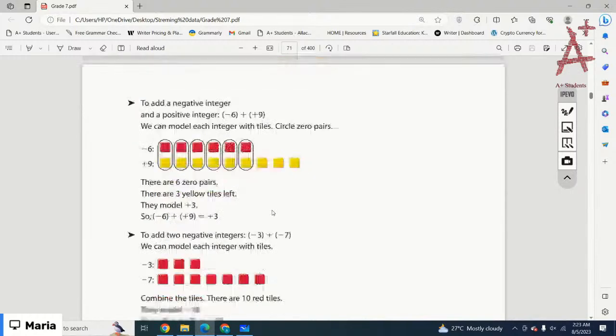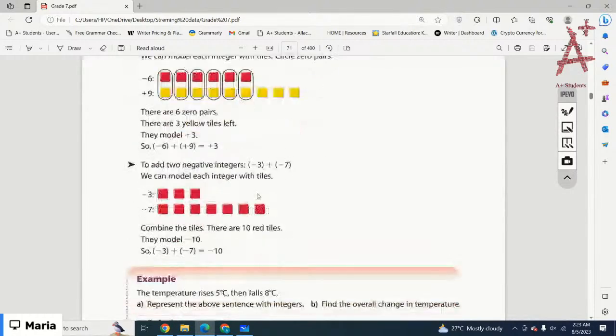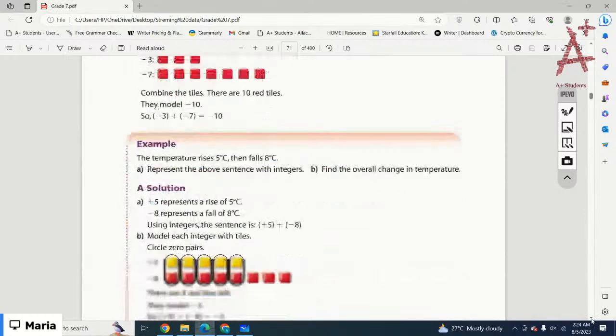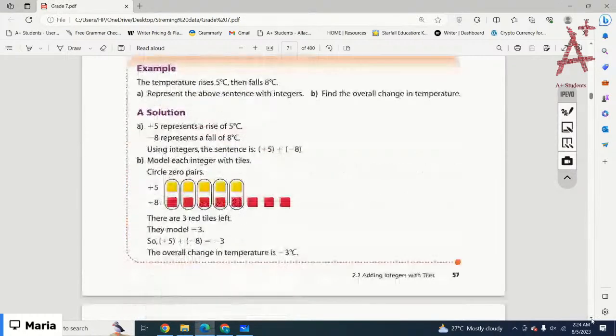Then the next example is to add negative 3 and negative 7. You make 3 red tiles to represent negative 3. Then you make 7 red tiles to make negative 7. So you add them together, and they make negative 10, right? Okay, let's start with the practice questions.